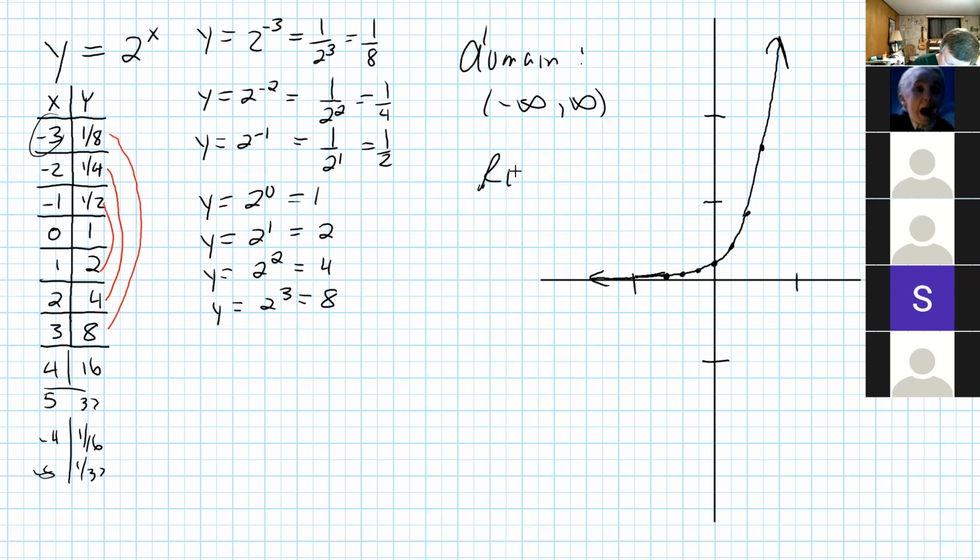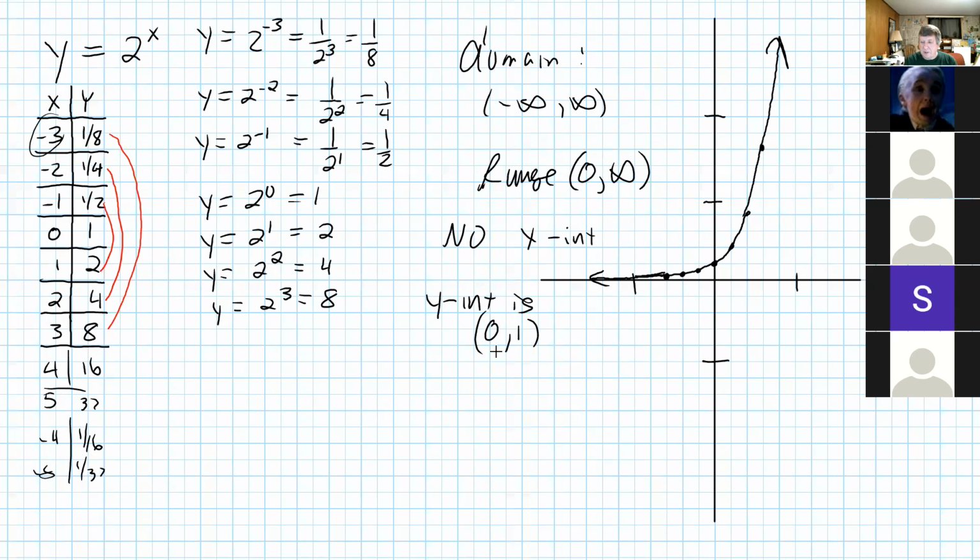Let's take a look at the range. Well, the range, this thing never gets to 0, so it would be greater than 0. Also, we have no x-intercepts, because again, it doesn't cross the x-axis, and the y-intercept is at 0, 1. Okay, so can you see that the domain is all real numbers, the range is everything greater than 0, there's no x-intercepts, and the y-intercept is at 0, 1. Any questions about that information?